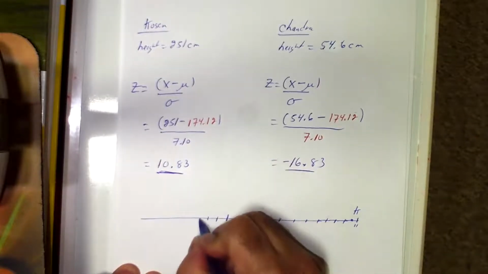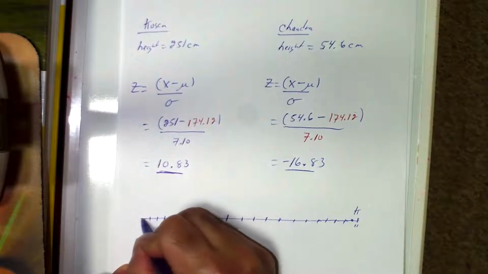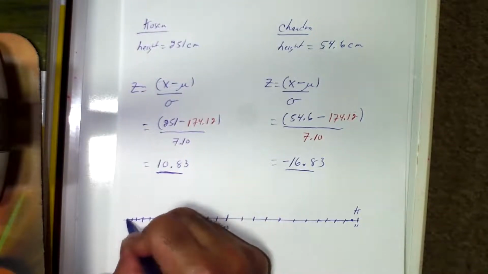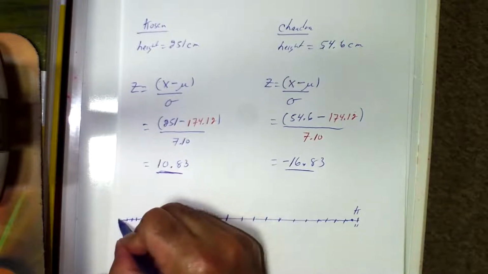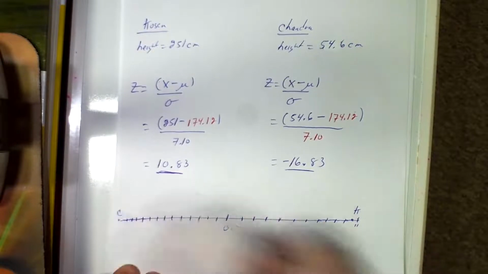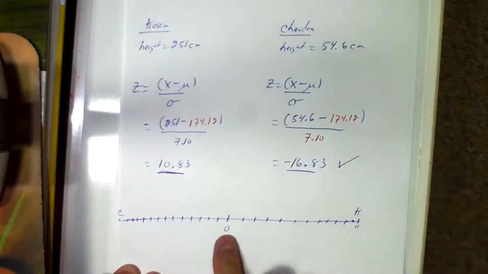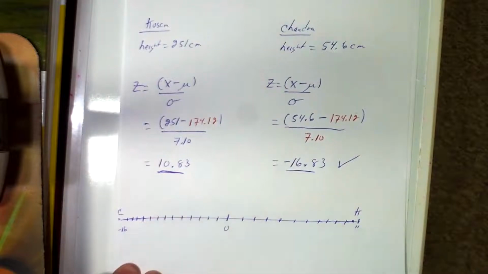Negative 1, negative 2, negative 3, negative 4, negative 5, negative 6, negative 7, negative 8, negative 9, negative 10, negative 11, negative 12, 13. All right, I think he is way over here, Chandra. So Chandra is further away from the mean. Negative 16, way over there.